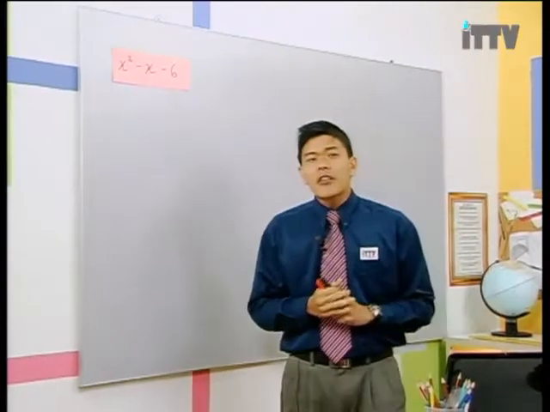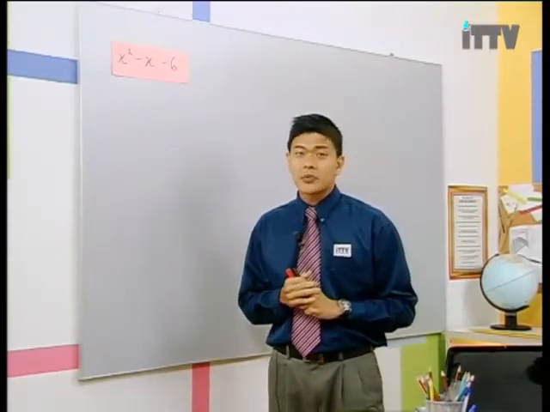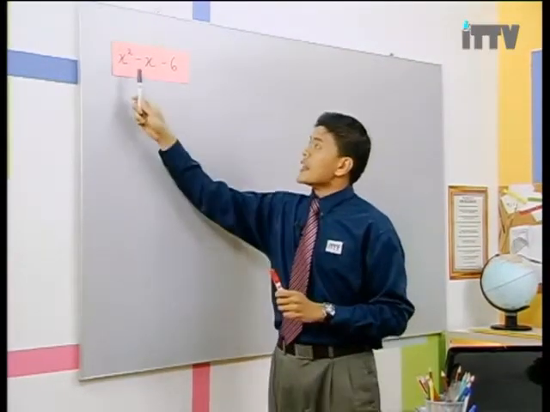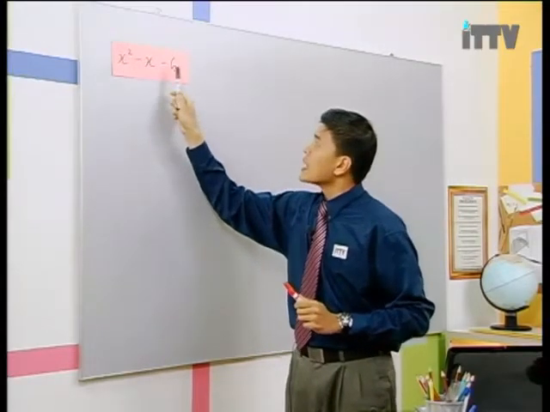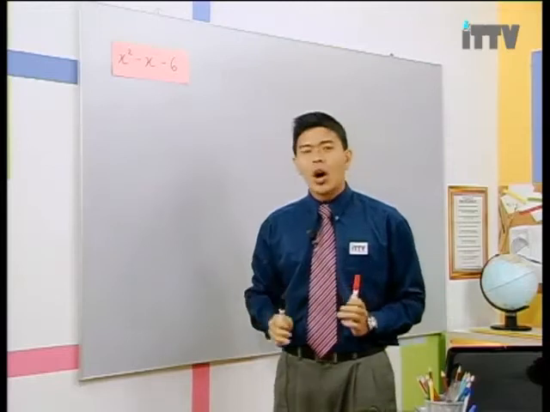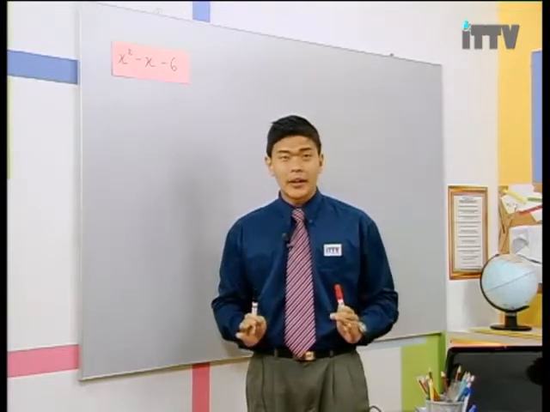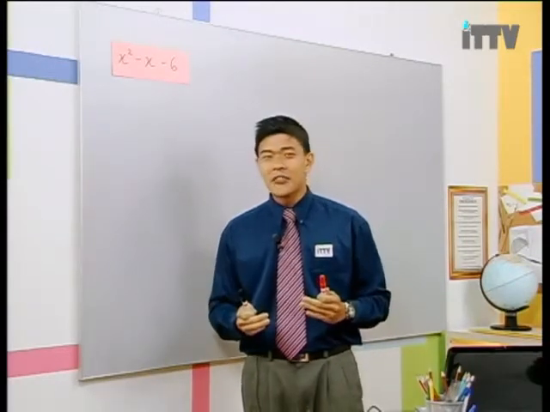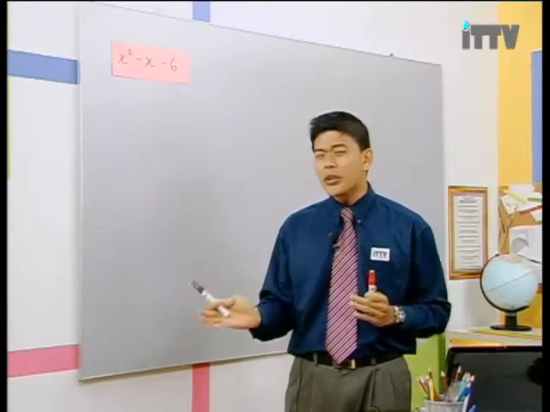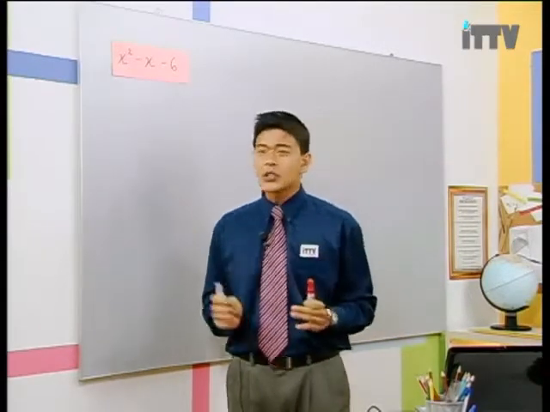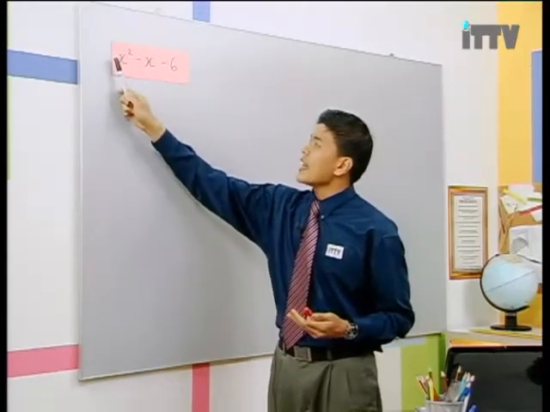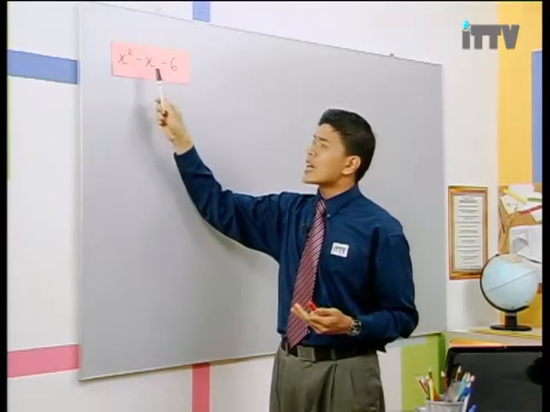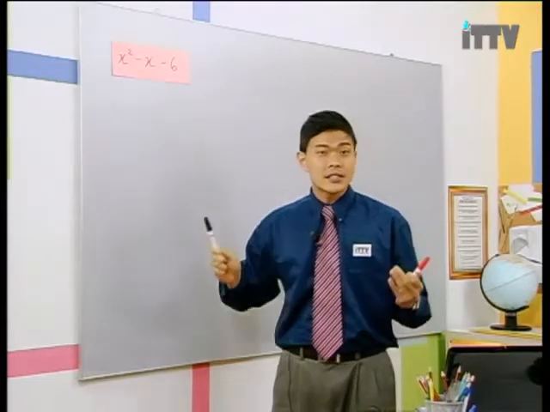All right, factorize this quadratic expression, okay? So x squared minus x minus 6. All right, this belongs to case 1. As you can see the difference between this case and the previous three cases, this quadratic expression is in its fullest form, where there is ax squared plus bx plus c.